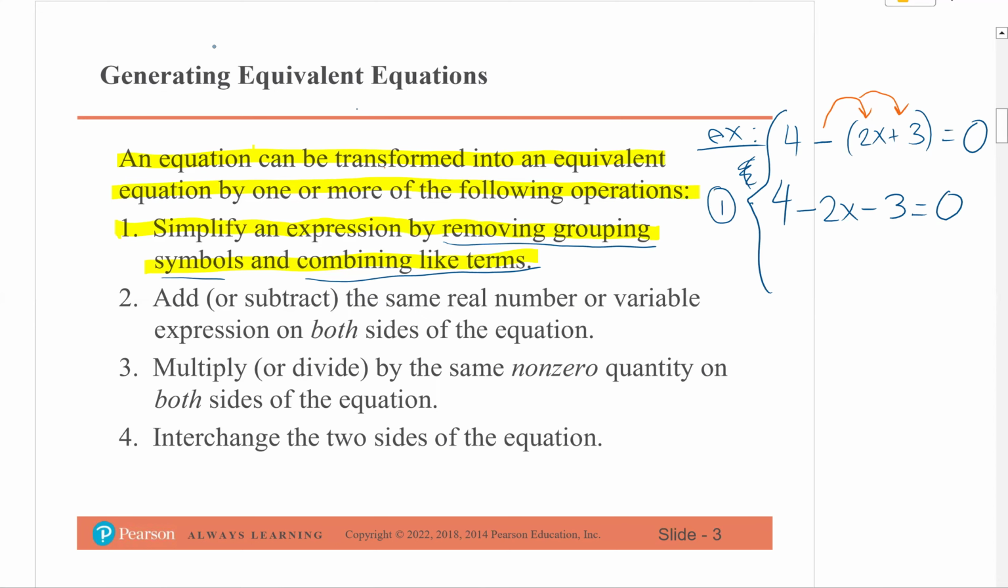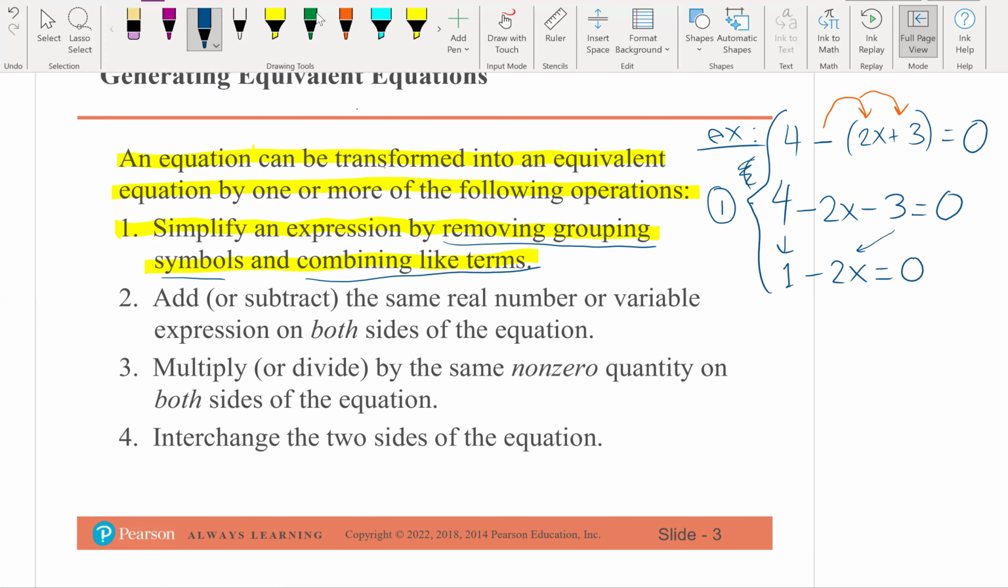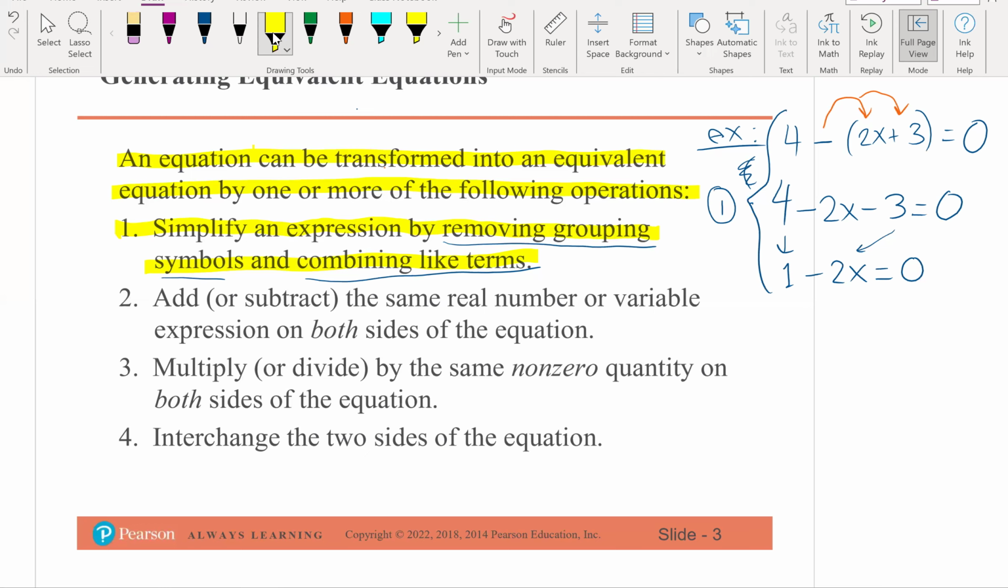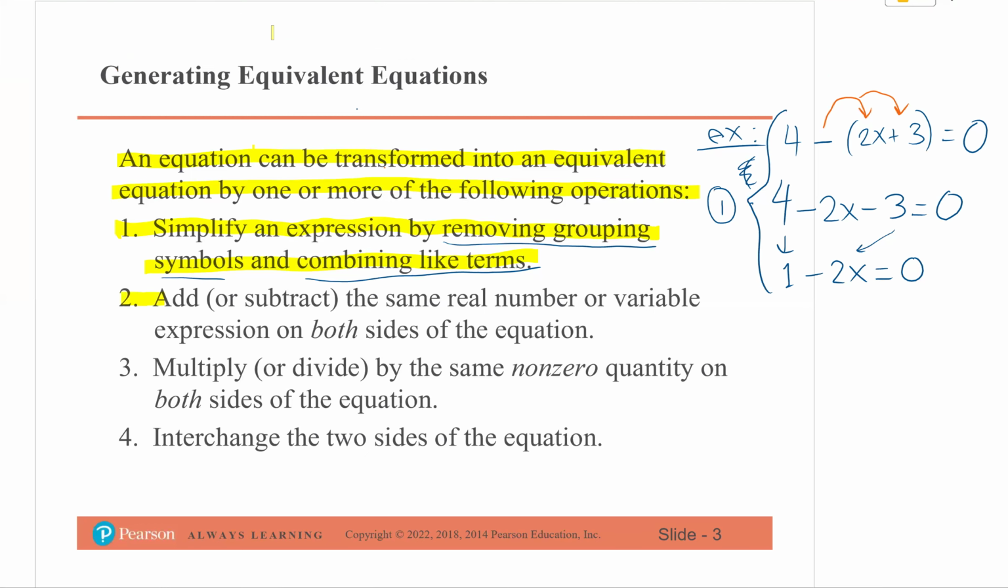There are some like terms on the left side of the equation. 4 take away 3 is 1. Then I have that minus 2x that doesn't have a like term to combine with. So that's what they mean by remove grouping symbols, combine like terms, if necessary. Sometimes you can't do that. There's no way to do that. But sometimes there is.